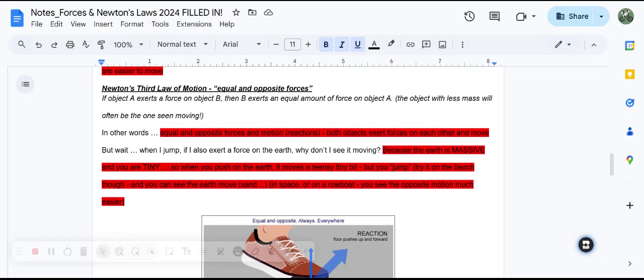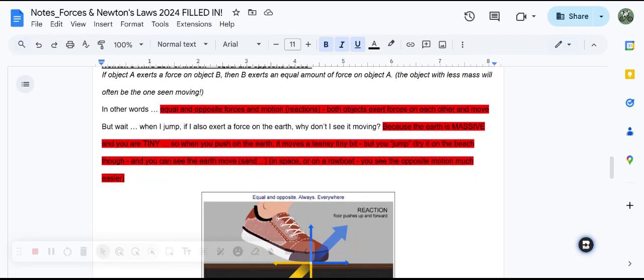The third law is what we've always heard of, like equal and opposite forces, right? Every action has an opposite reaction, right? So if object A exerts a force on object B, object B is going to exert an equal amount of force in the opposite direction on object A. And then in parentheses, it says the object with less mass will often be the one seen moving. So in other words, what we're saying is that with equal and opposite forces in motion, both objects exert forces on each other and they both move, but we don't always see them both moving.